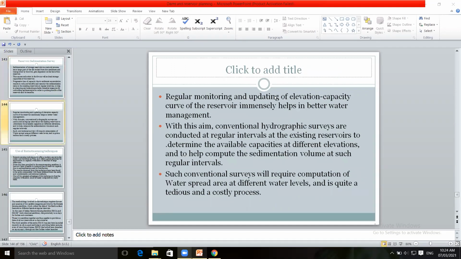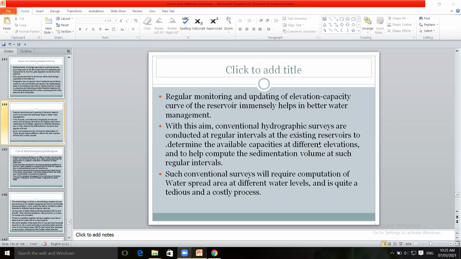This includes regular monitoring and updating of the capacity elevation curve and area elevation curve of the reservoir, to decide better water management, or to decide the storage capacity of the reservoir. This regular monitoring is done, regular survey is done. For this, conventional hydrographic surveys are conducted at regular intervals at the existing reservoirs to determine the capacity at different elevations.